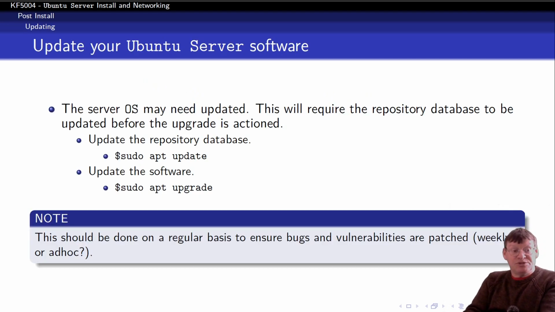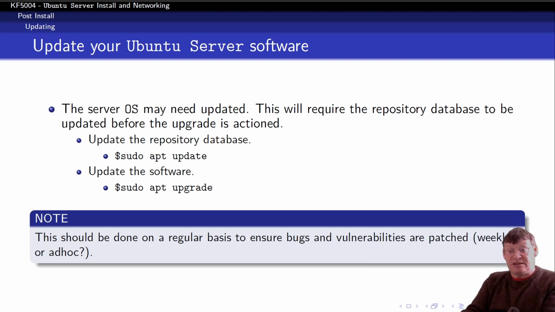So we've got the machine up and running, the installation's complete. However, one of the things we should always do with server machines on a regular basis is actually update them. Now there's two processes that we need to go through to do an update. One is we need to update the repository database.